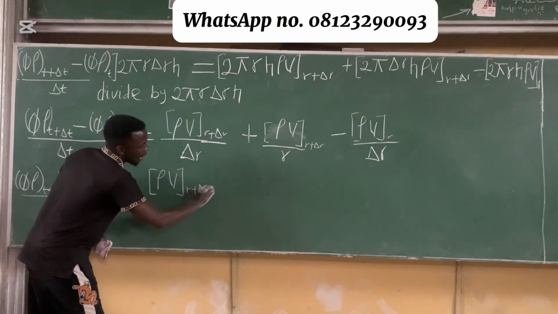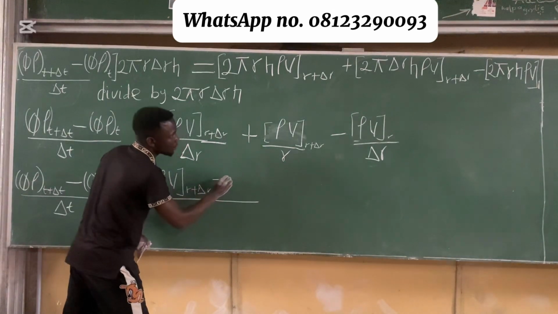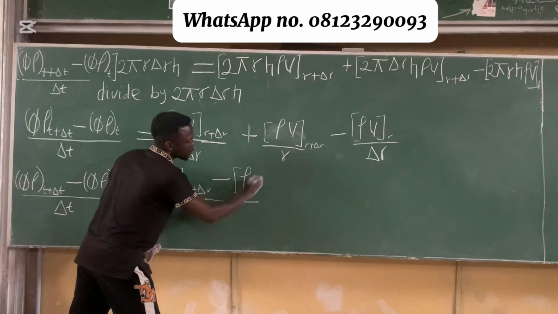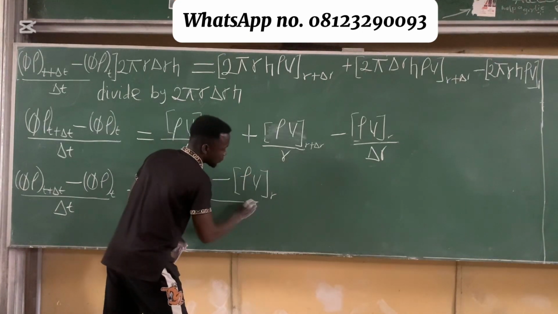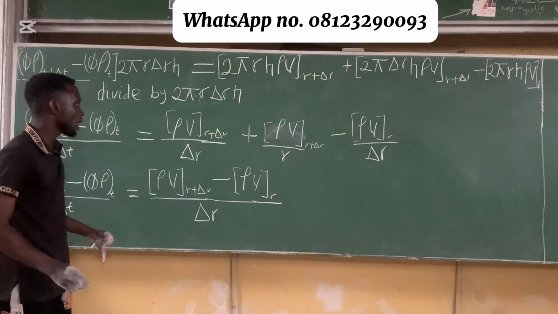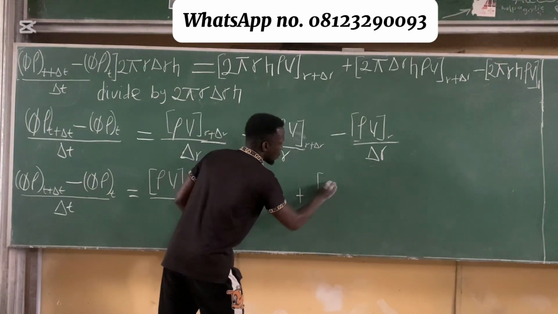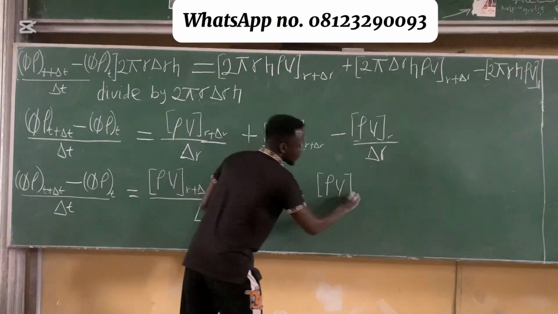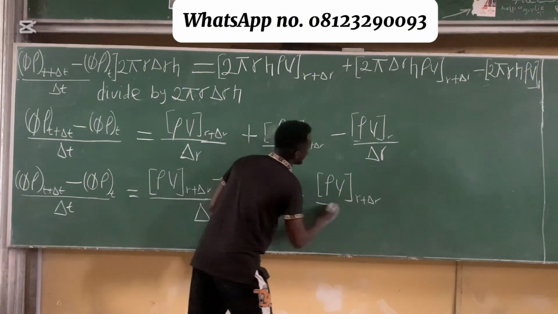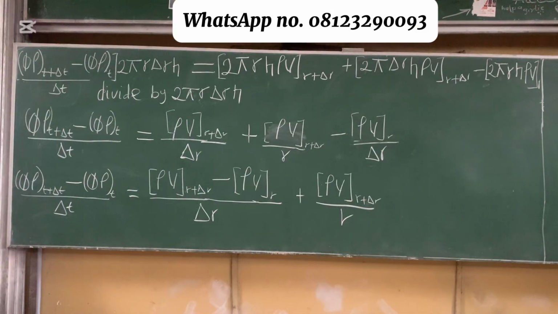at r plus delta r divided by r, minus open bracket rho v at r divided by what? Delta r. Now we have this, then plus rho v at r plus delta r divided by r. So we have this. So if we collect like terms, we are going to have this. So after getting this, the next step now is to take limit.